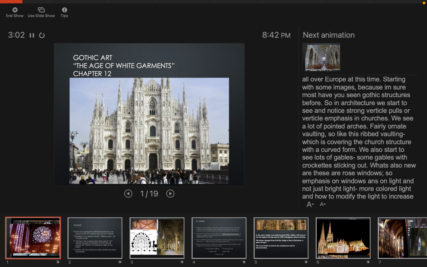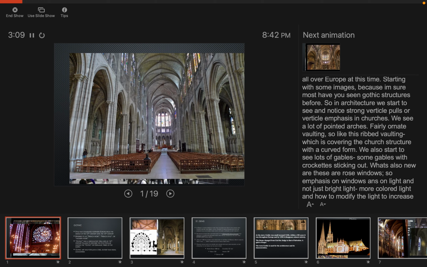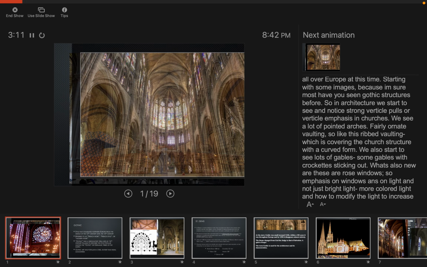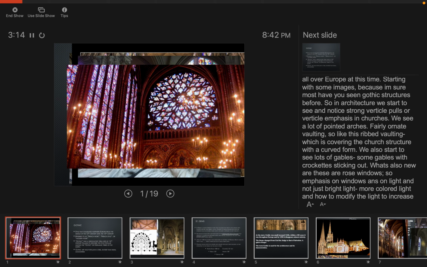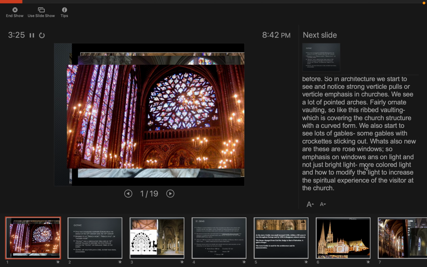I did mention gables and crockets. Also, what's new are rose windows. Here's an example of a rose window. So there's an emphasis on windows and on light, and not just bright light, but more colored light, and how to modify the light to increase the spiritual experience of the visitor at the church. I touched on that a little bit, but we'll talk about that some more later.